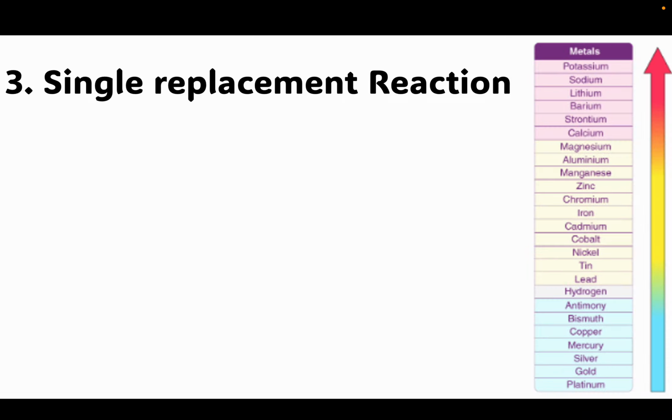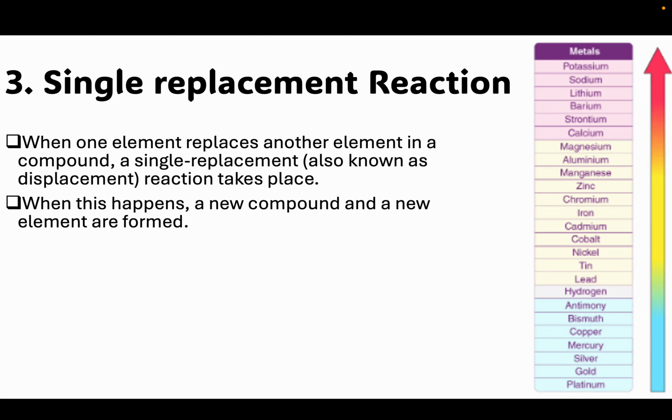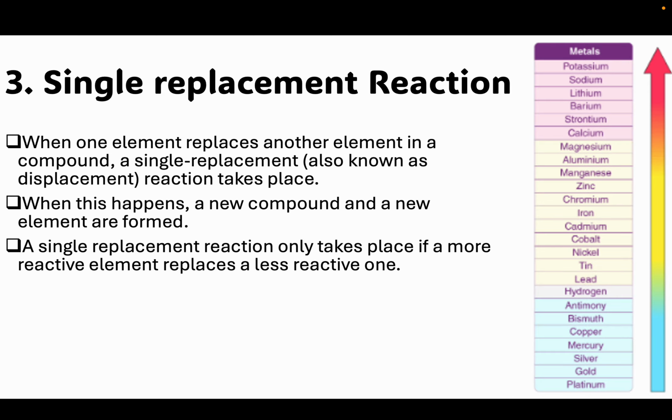The third type of chemical reaction, the single replacement reaction. When one element replaces another element in a compound, a single replacement, also known as displacement reaction, takes place. When this happens, a new compound and a new element are formed. A single replacement reaction only takes place if a more reactive element replaces a less reactive one.